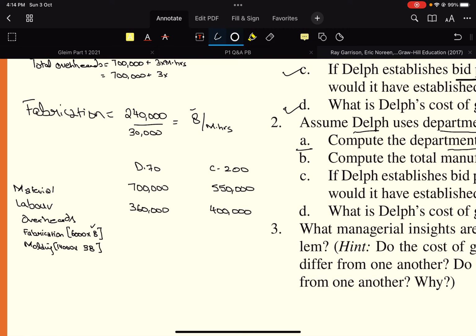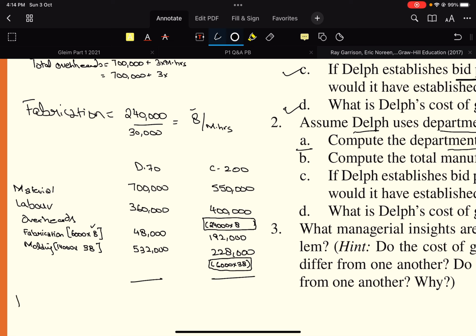So for D70, this is 48,000 and this is 532,000. Similarly, for this, the rate is 24,000 into 8. The answer is 192,000. For this, the answer is 6,000 into 38, and the answer is 228,000. So these are just the workings.